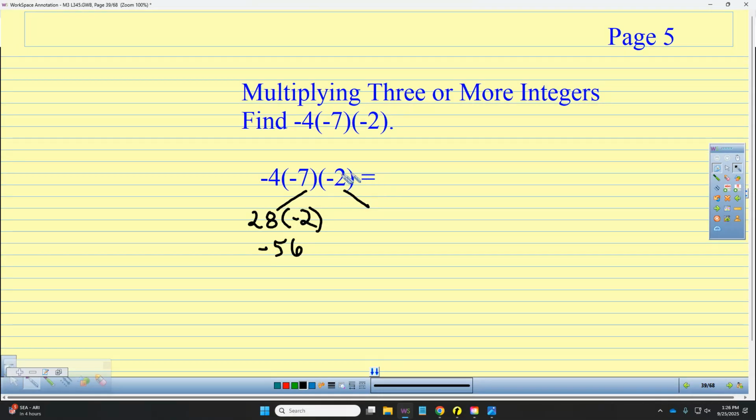Another way to do this is we could multiply negative 4 times negative 2 and get a positive 8. From there, we bring down the negative 7, and 8 times negative 7 is negative 56. So as long as you take care of all your multiplication, you can mix up the order to make it easier for yourself.